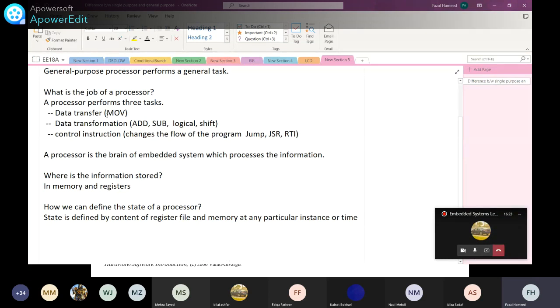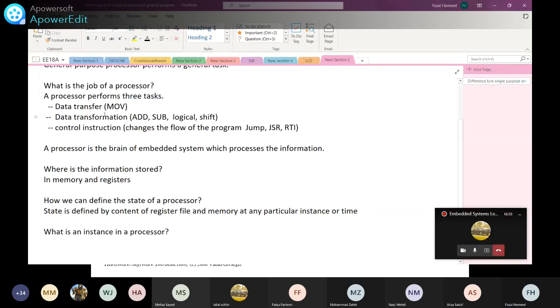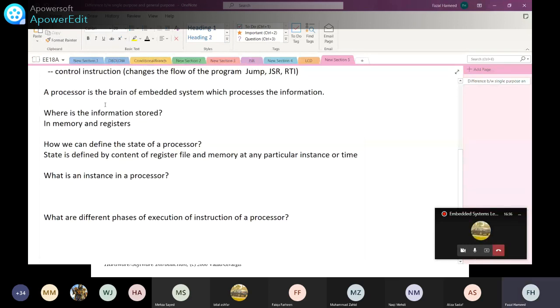What is an instance in a processor? If a register has a particular value, maybe register R0 is storing a value of 65. At that instant, if we write to that register, the register content will be modified at the next instant. How do we define an instance or a time interval of a microprocessor?